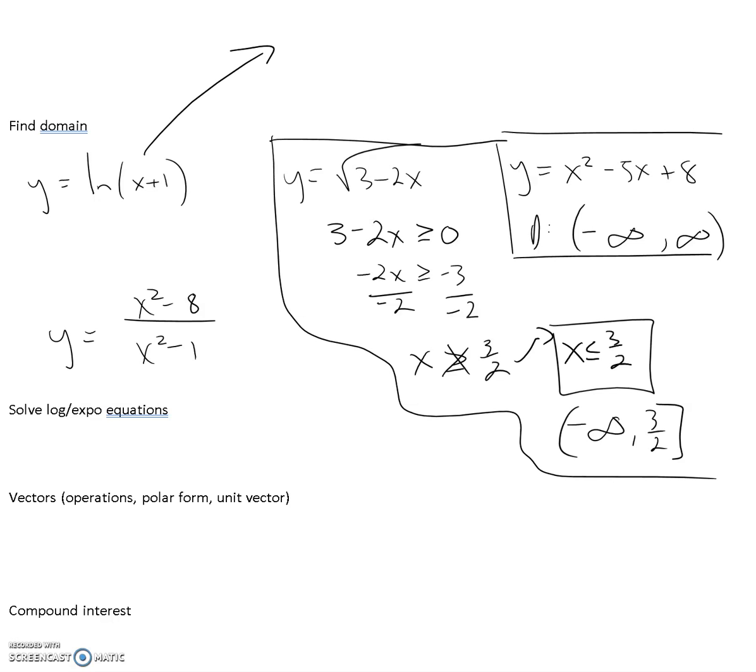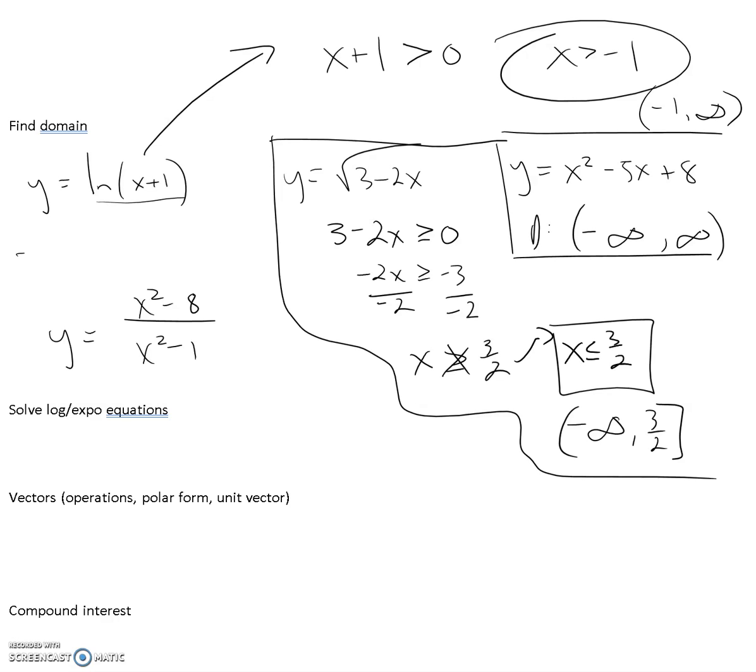radicals. This one's pretty similar to this, but you can't take the natural log of 0. So you'd have to take whatever's in your natural log and set it just greater than 0, not greater than or equal to. And then interval notation, -1 to infinity, not included.